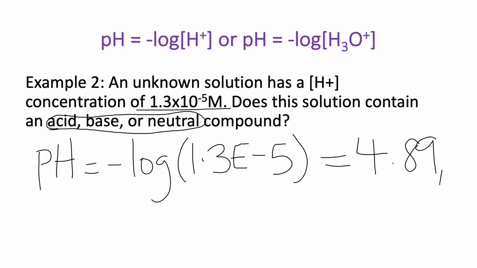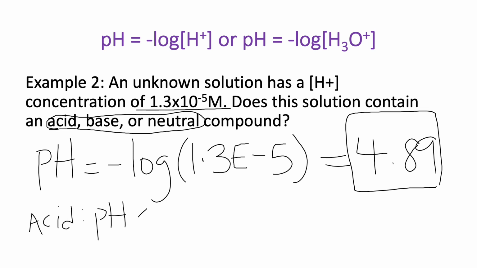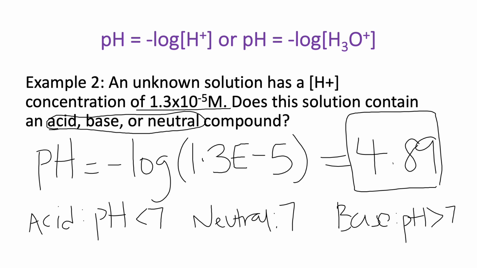Now, 4.89 is our pH. How can we tell if this is an acid, base, or neutral compound? Remember, an acid has a pH of less than 7. Neutral has a pH of 7. And then a base will have a pH above 7, greater than 7. So with these parameters given, how would you classify this? We'd classify this as an acid because 4.89 is less than 7. So our unknown solution is an acid.